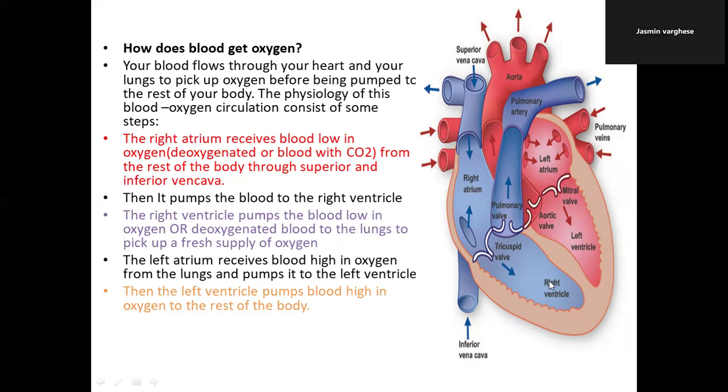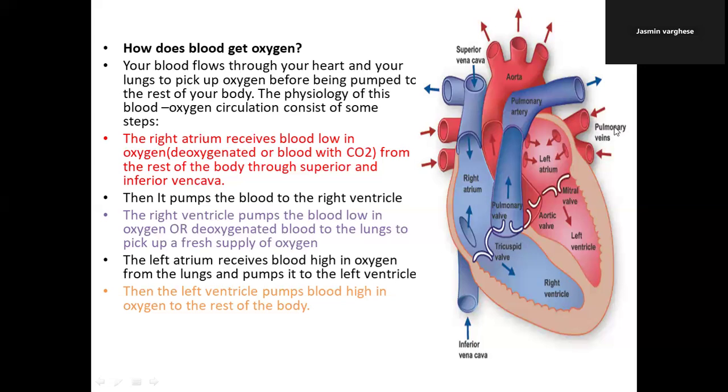The right ventricle pumps the blood low in oxygen, or deoxygenated blood, to the lungs to pick up a fresh supply of oxygen. So from the right ventricle, through the pulmonary valve and the pulmonary artery, it will go to the lungs for purification.